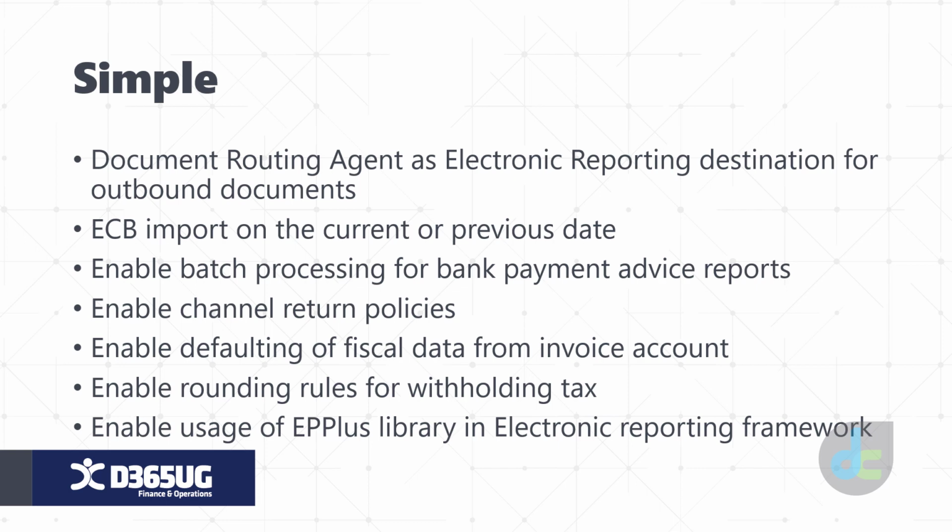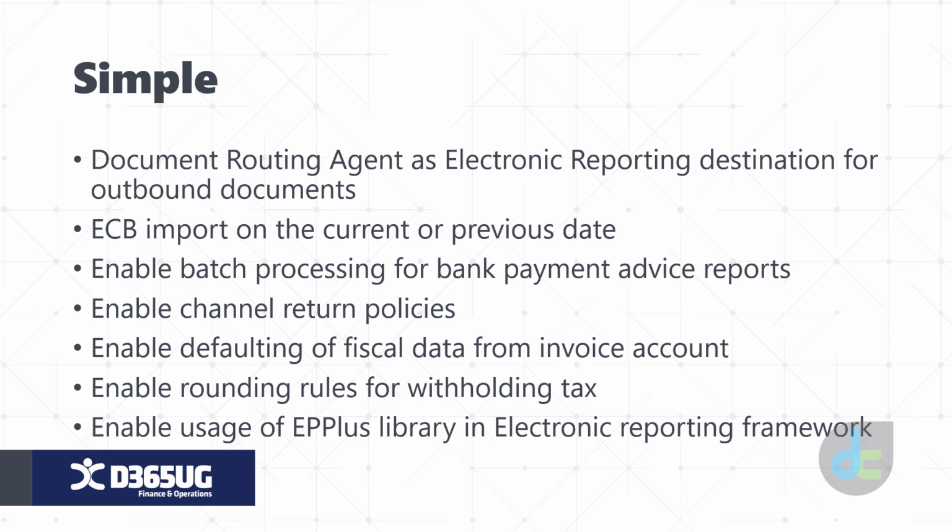Next is enable defaulting of fiscal data from an invoice account. That feature allows you to configure rules for defaulting fiscal data like tax numbers and sales tax groups on sales orders, free texts, and purchase orders based on information available on either the customer or vendor.